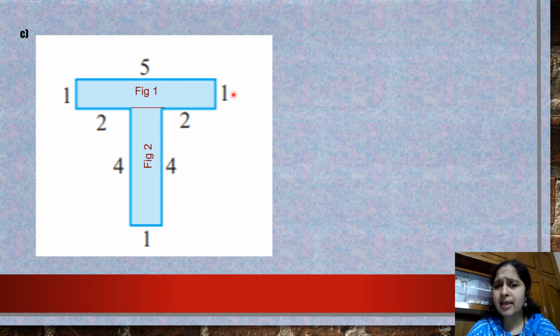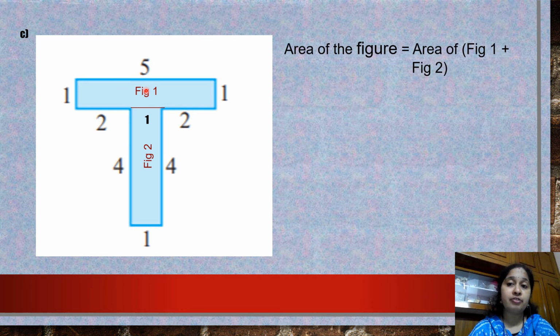Now what is the area of the figure 1? We know that the length of this is 5 units and the length they gave here 2 and this is 2. So what will be this? 2 plus 2, 4. 5 minus 4 is 1. So what will be the length of this line? It is 1 unit. So now 5 into 1 is nothing but 5.